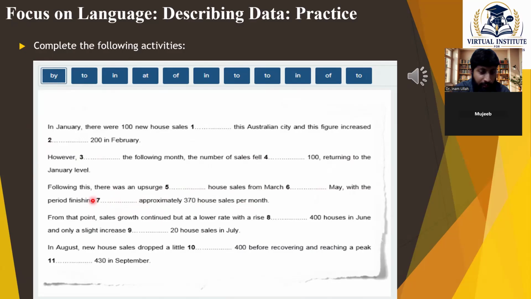Okay, so what is the correct preposition here? At approximately. Yes, at approximately. Very good. Right? Now you are learning it. Okay. From that point, sales growth continued, but at a lower rate, with a rise dash 400 houses. With a rise to 400 houses in June, and only a slight increase dash 20 house sales in July. Slight increase.